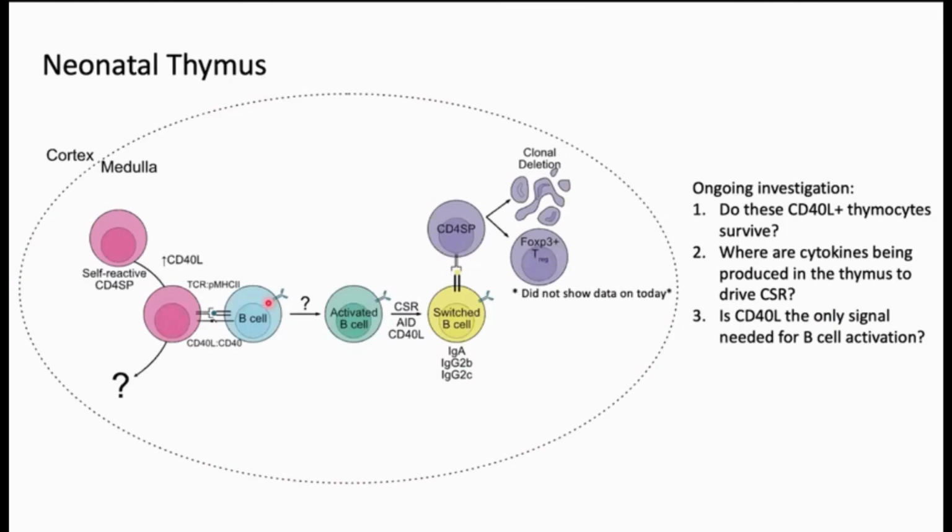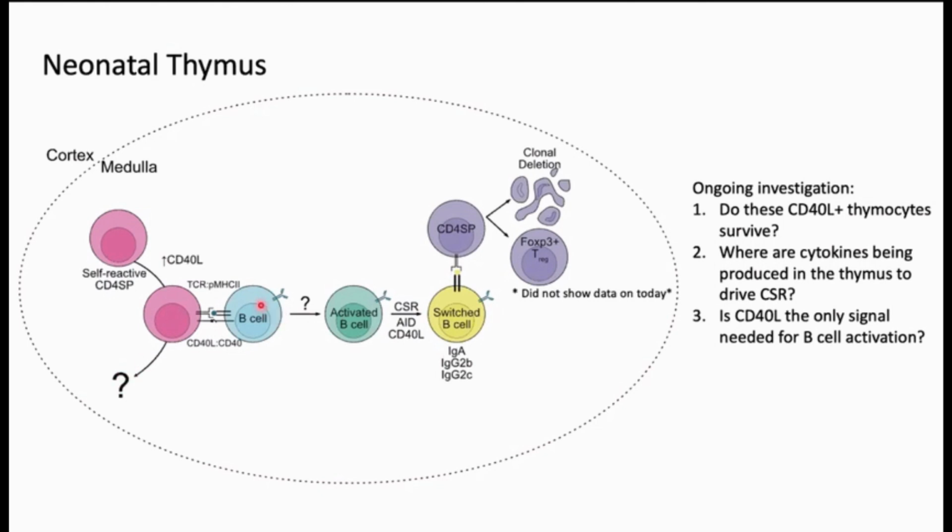And so I want to bring together again, just to put everyone back into context of what we're discussing. We have this neonatal thymic environment where you have these highly self-reactive CD4 single positive cells that are being generated. These cells are upregulating large amounts of CD40 ligand. They're interacting with B cells. We don't know what the fate of these thymocytes is at this point. We don't know if they're undergoing negative selection or if they're surviving or really what's going on. So that's something in the future that we're interested in looking at.